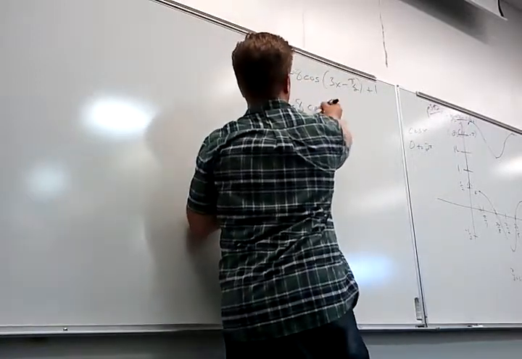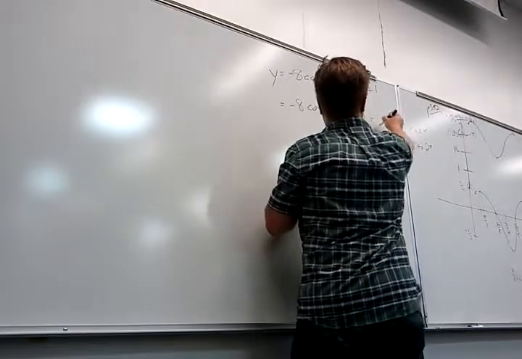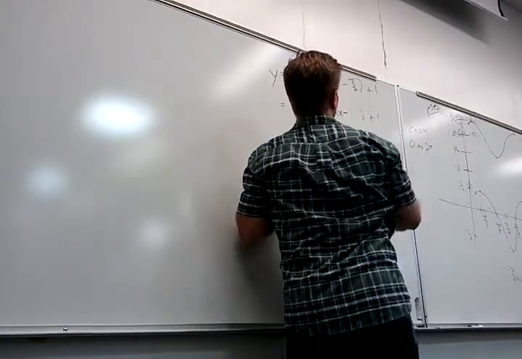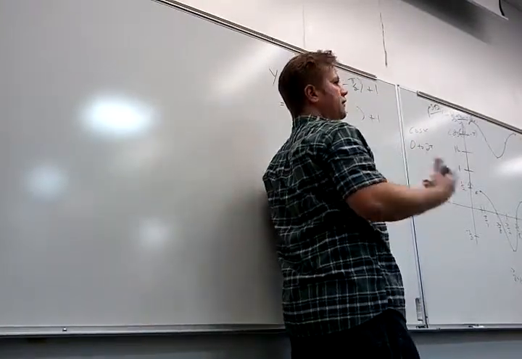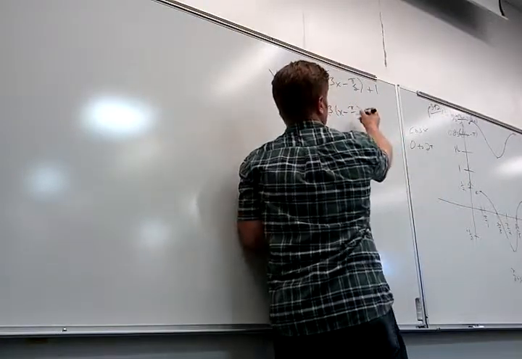Make sure everybody started right. What's the very first thing you should do within here? Yeah, take out 3. Taking a 3 out is the same thing as dividing by 3. So you end up with pi over 6.